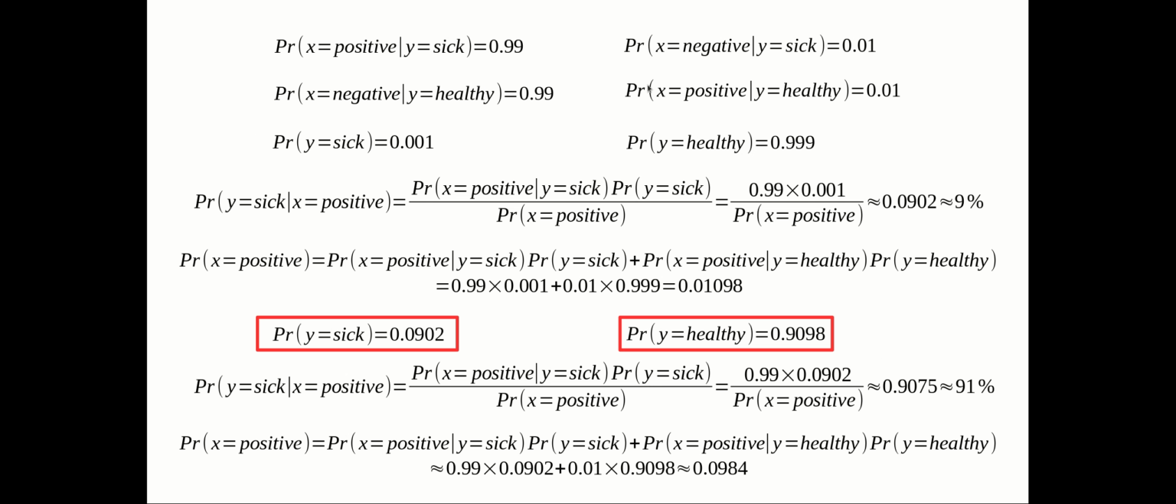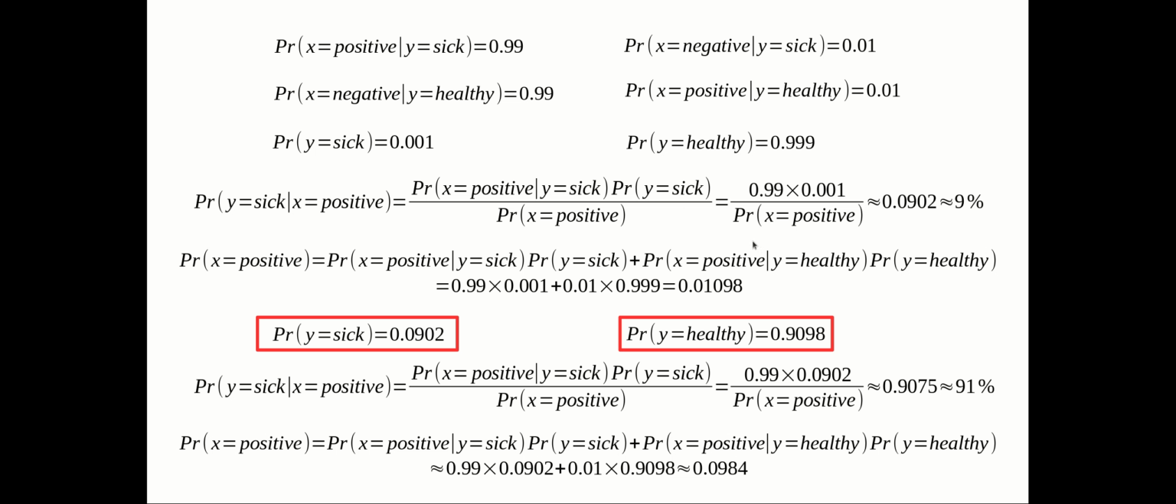And then I can stick those numbers in there, carry out my calculation, and get the denominator, which is 0.01098. Then I carry out this division and obtain a result of 0.0902. That's about 9%. So even though the test result is positive and the test is 99% accurate, I only have about 9%, less than a 10% chance of actually having the disease based upon this positive test result, right?